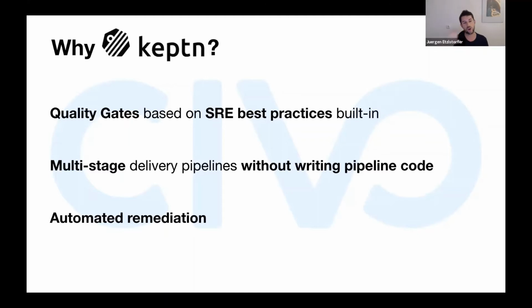And it has this automated remediation functionality. In case Keptn receives alerts from the Alertmanager, from Prometheus, or alerts from other monitoring tools, it can automatically send out notifications to automation tools to trigger some remediation actions.